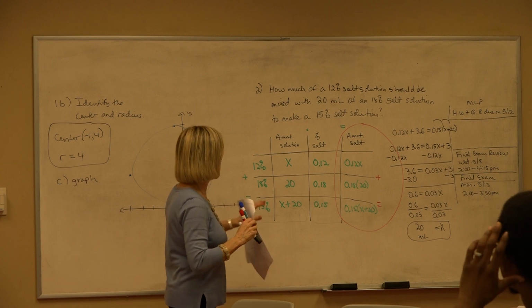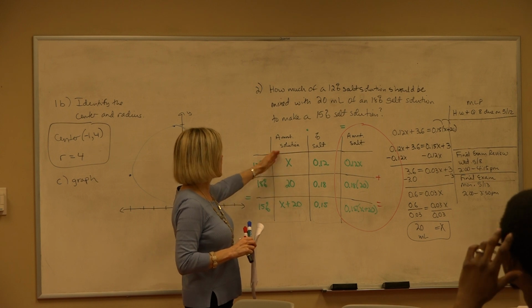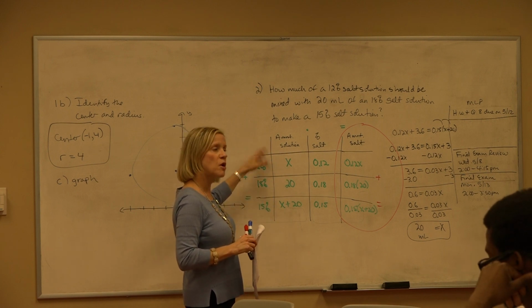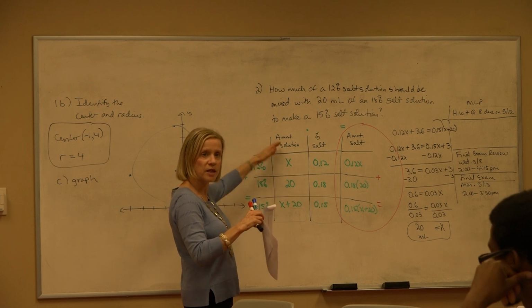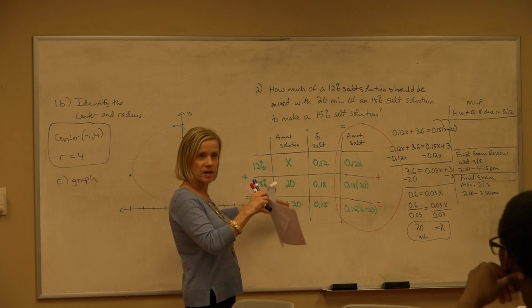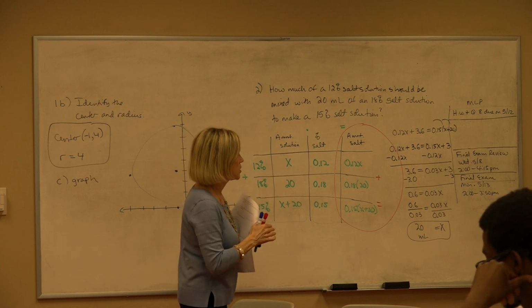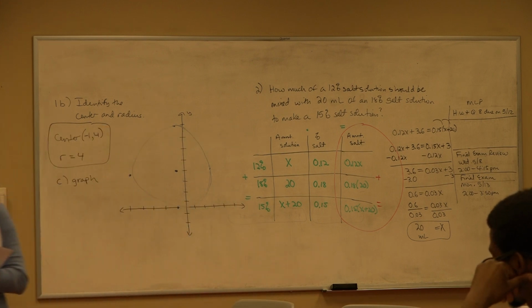Mix with, how much of the 12% is sufficient? 20. That actually makes sense, because 15% is halfway between 12% and 18%, so it makes sense that you'd have equal amounts of the mixture, right? 20 and 20 milliliters of 12% and 18% to get a solution halfway between. So I made up a good example off the top of my head that didn't have tricky decimals in it.